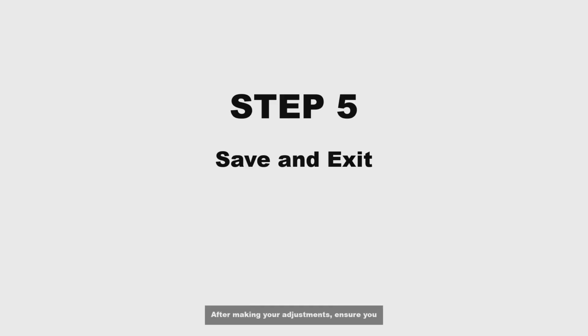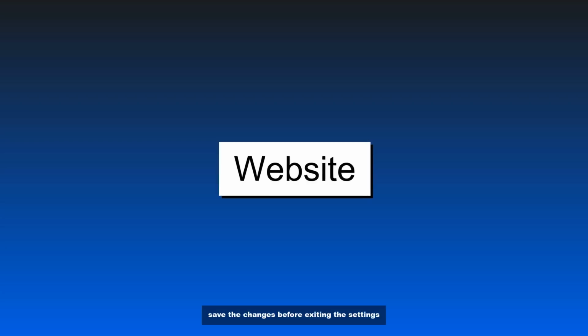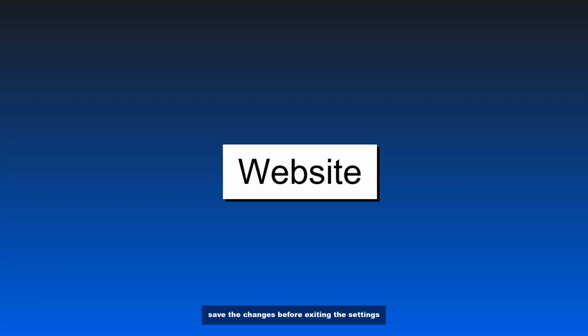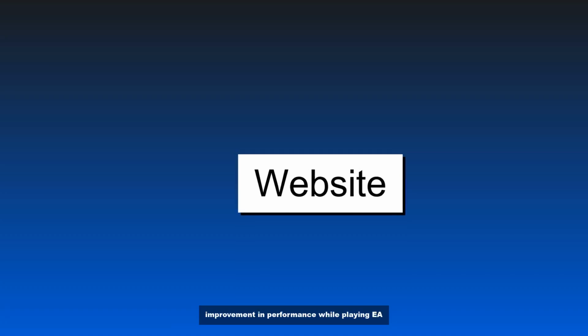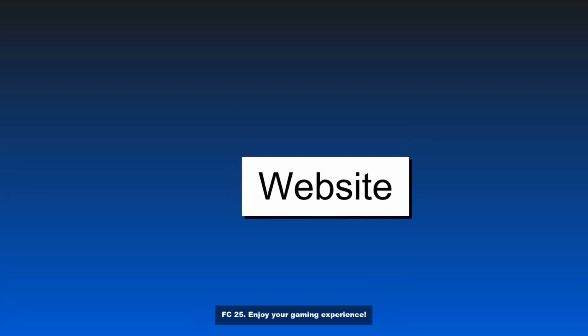Step 5. Save and exit. After making your adjustments, ensure you save the changes before exiting the settings menu. You may need to confirm your selections and then return to the main menu to start playing with the new settings. By following these steps, you should see an improvement in performance while playing EAFC 25. Enjoy your gaming experience.